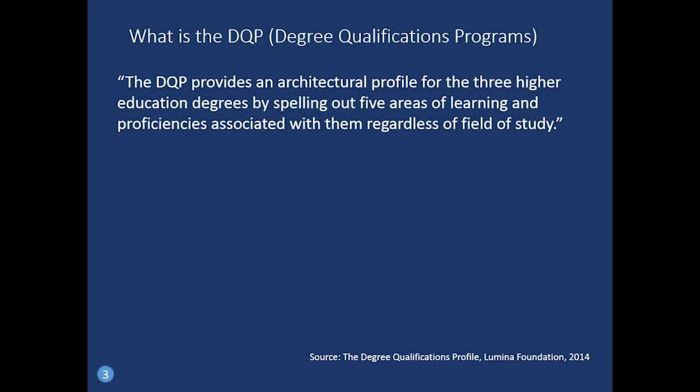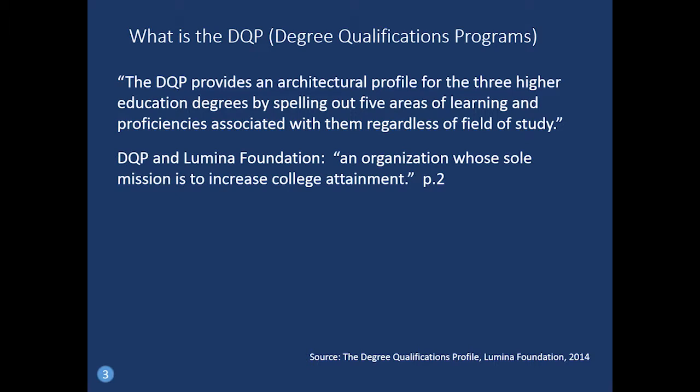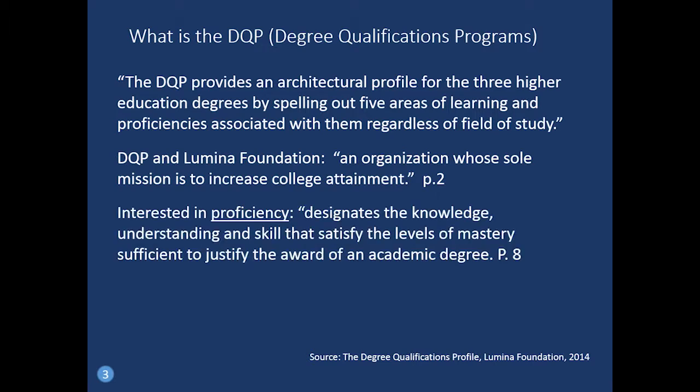Now it's very, very broad. But it's moving in a direction that involves what's happening at each institution, because it provides an architectural profile for 3 higher education degrees, the associate, bachelor's, and master's. And it spells out 5 areas of learning that they call proficiencies, and these 5 areas are associated with the model regardless of the field of study. So they're very broad. They're going across institutions, they're going across disciplines.